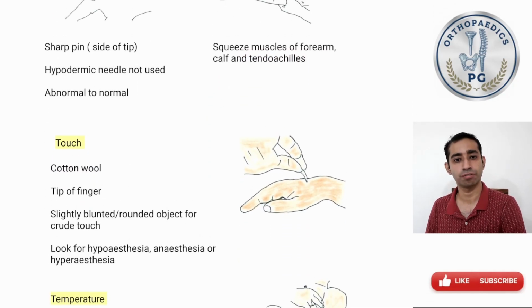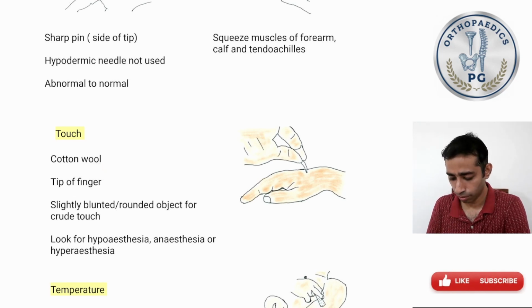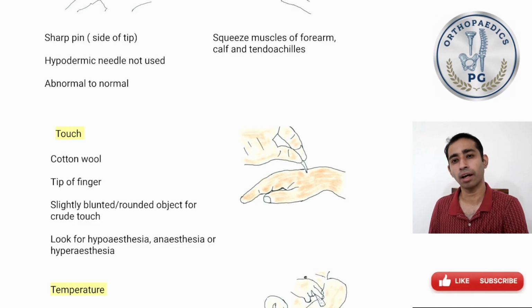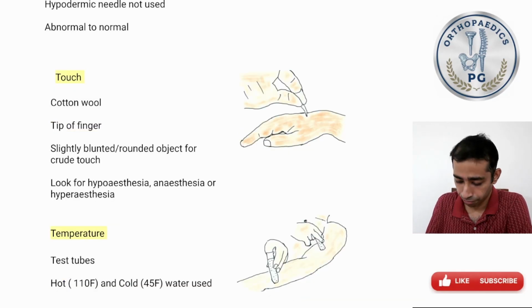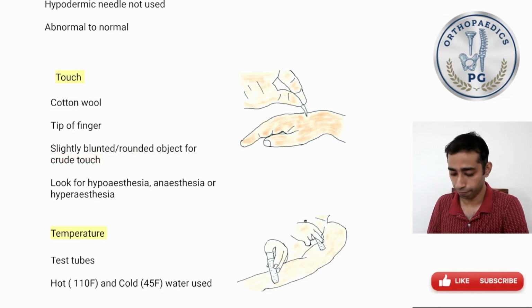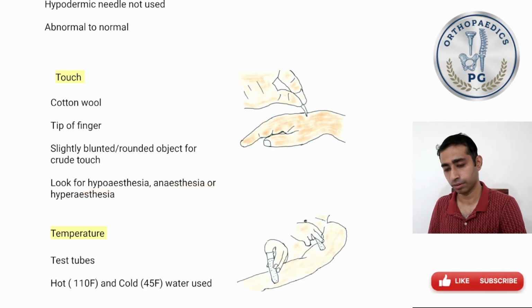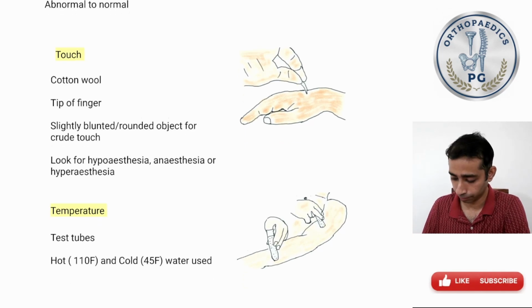Next is touch. For touch, we use a cotton ball or a wisp of cotton, and you can also sometimes use a tip of finger, but cotton is more recommended. And we again check from abnormal to normal in all the dermatomes. For crude touch, we can use slightly blunted or rounded objects like the back of a knee hammer. And we look for any area of hypoesthesia, anesthesia, or hyperesthesia. And generally, we mention the sensation as a percentage of the sensation that is decreased compared to normal.